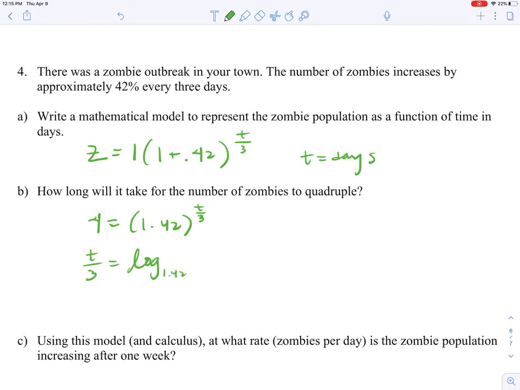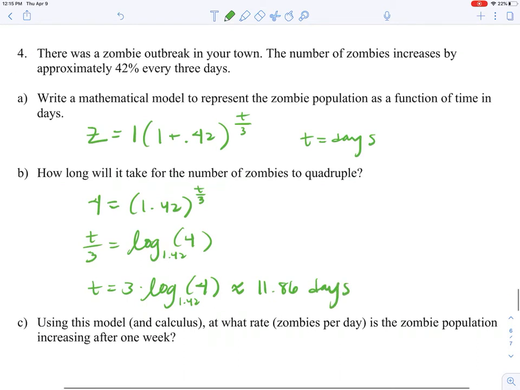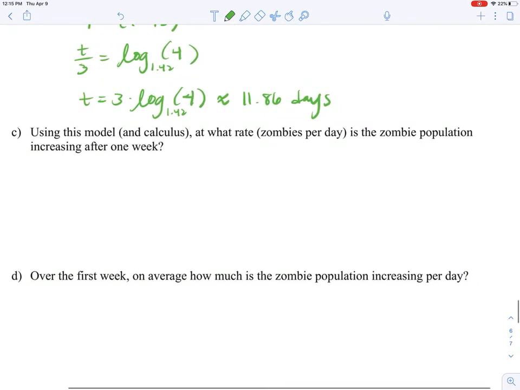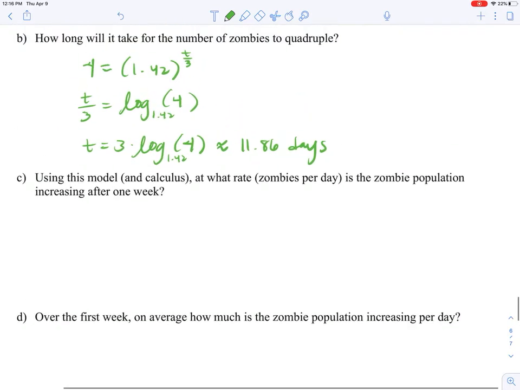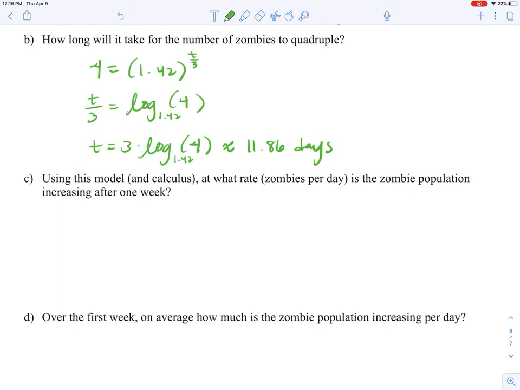Okay, so T over 3 equals the log base 1.42 of 4. And then if we multiply by 3 on each side, I get approximately 11.86 days. Okay, using this model in calculus, what rate in zombies per day is the zombie population increasing after 1 week? So after 7 days have passed, what is that rate of change?